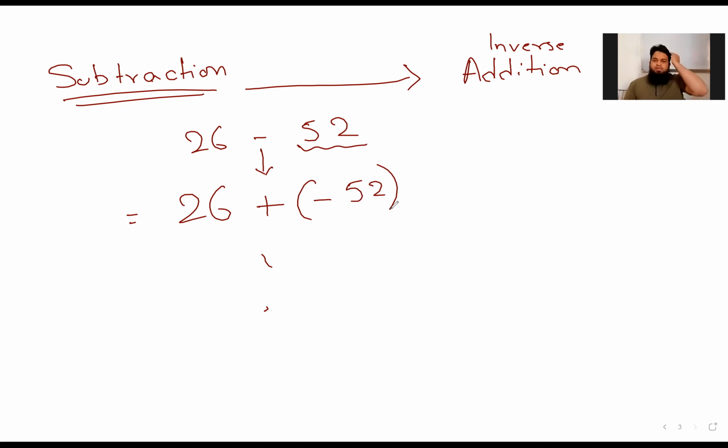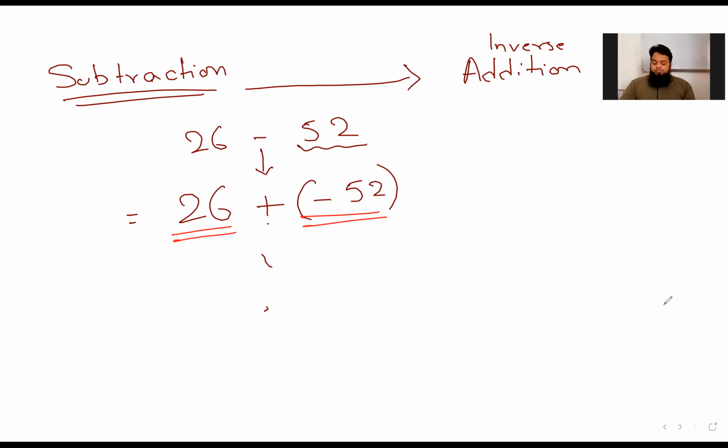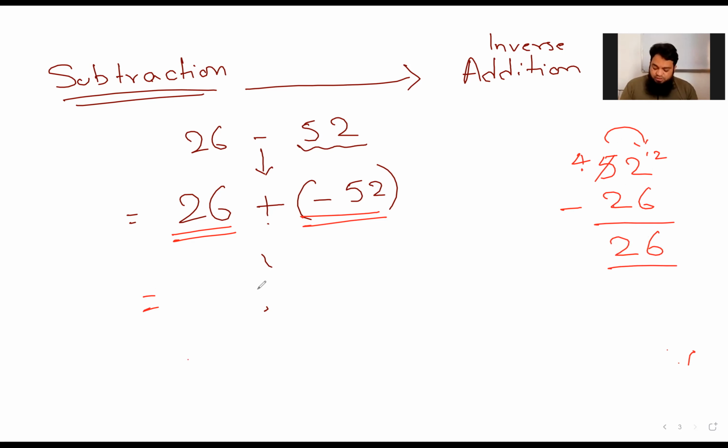So now it's very simple. Here you got addition of one positive and another negative number. What you are supposed to do? The previous one we have seen here, one positive and one negative. Find the difference. 52 minus 26. It is 12 minus 6, 6. 4 minus 2 is 2. So the answer is 26.